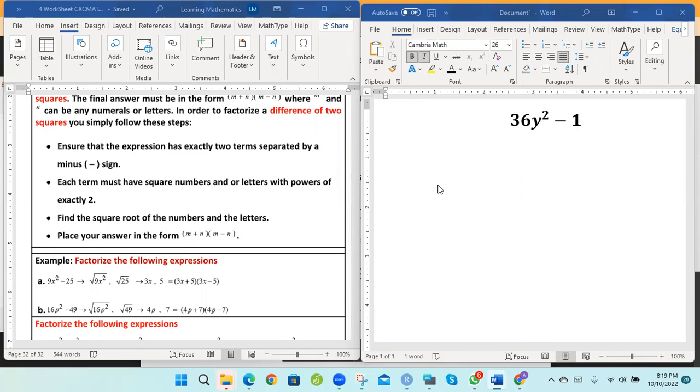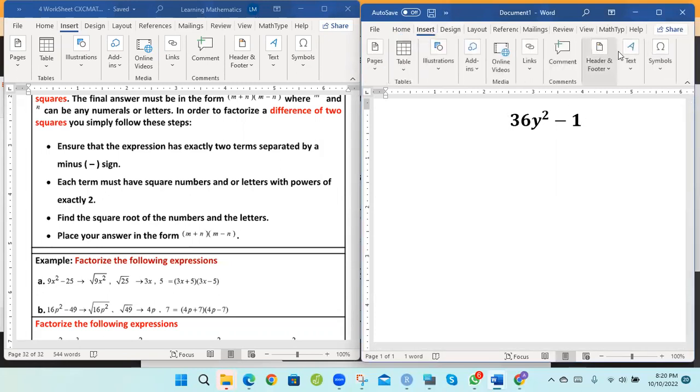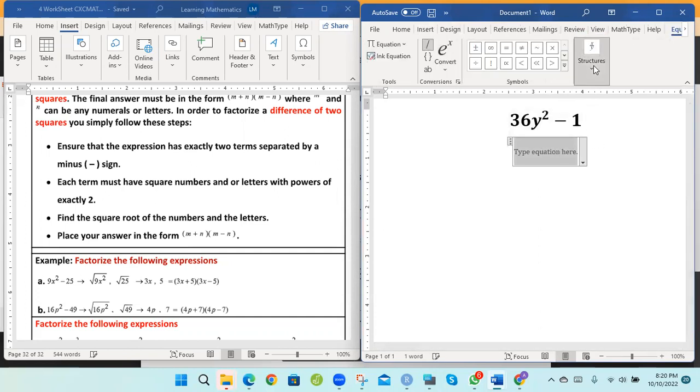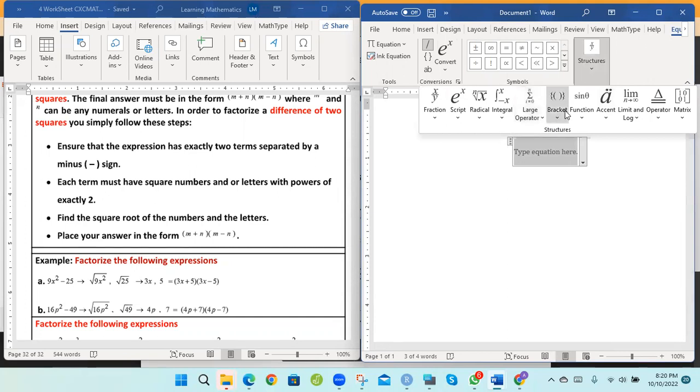So let's follow the instructions. It says to ensure that the expression has exactly 2 terms, a difference of 2 squares, and a subtraction sign. Each term must have square numbers, 36 and 1, and letters with powers of exactly 2, y squared. Find the square root. For a little working, you can show them, or some people normally do it mentally.